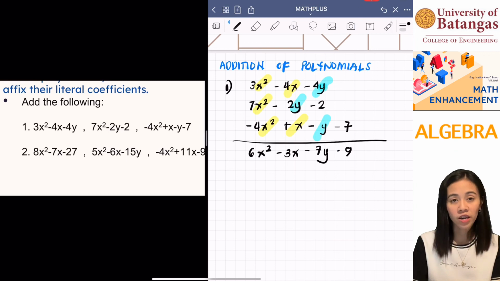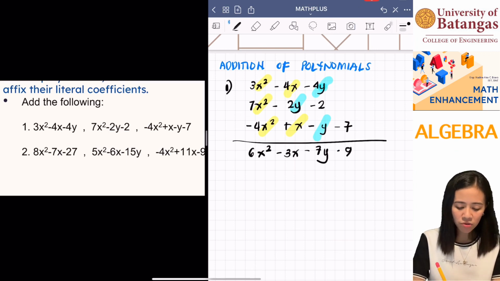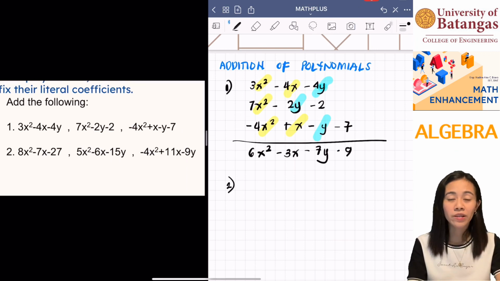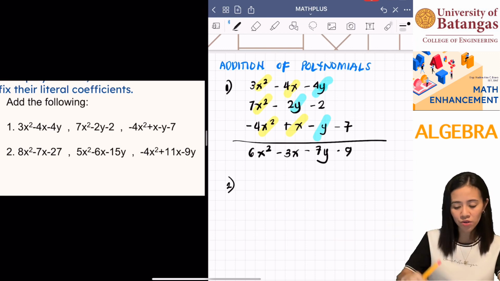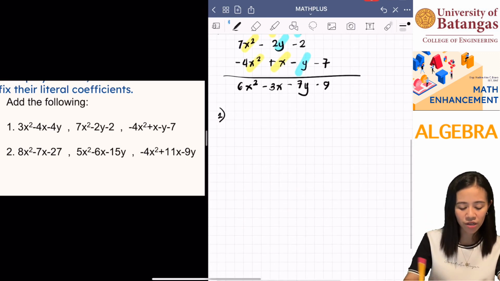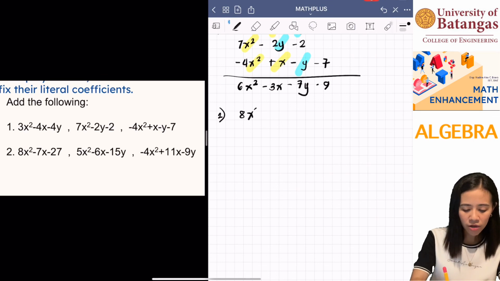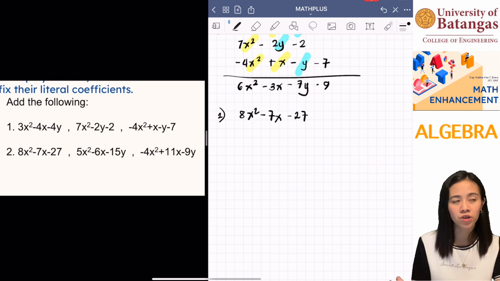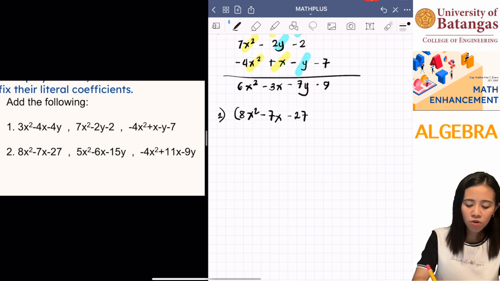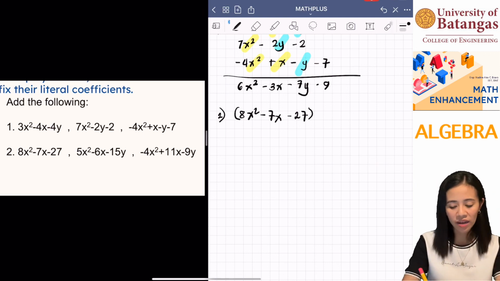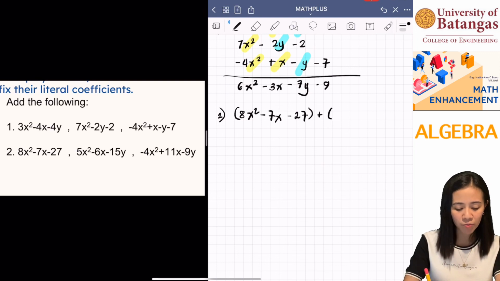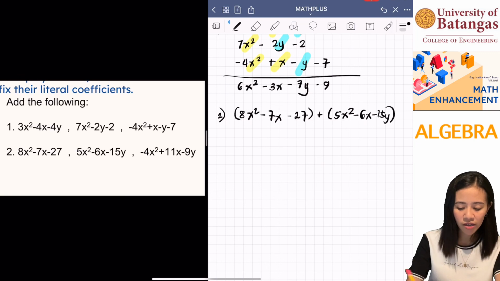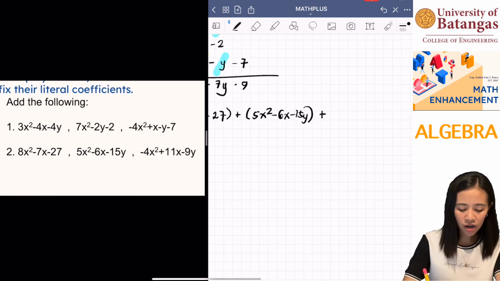Okay, so we can work on number 2 na. Let me write down the givens. Pwede siyang horizontal. You can write your given horizontally. So, pwede siyang 8x squared minus 7x minus 27y. Para lang hindi magkaroon ng error, yung expressions, i-enclose nyo ng parentheses and then you add the remaining expressions. So, you have plus 5x squared minus 6x minus 15y and then plus negative 4x squared plus 11x minus 9y.